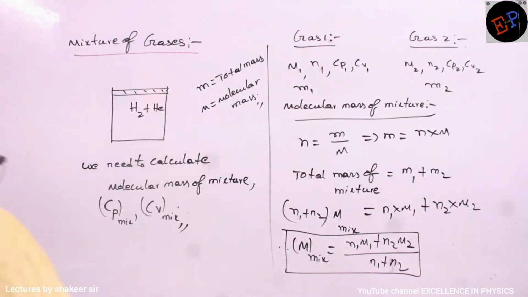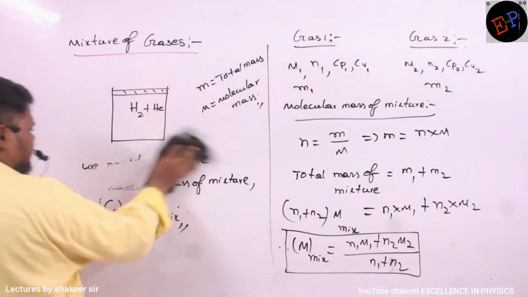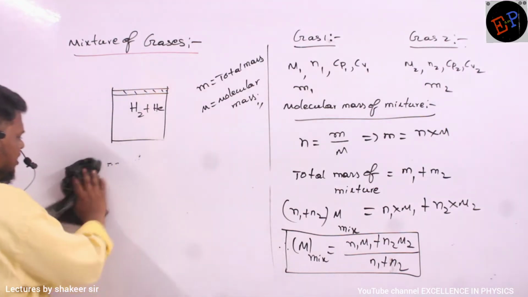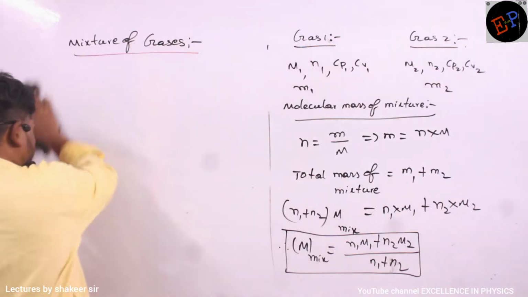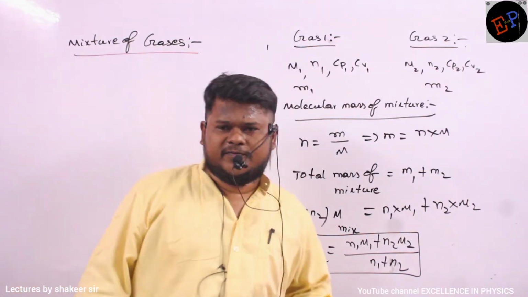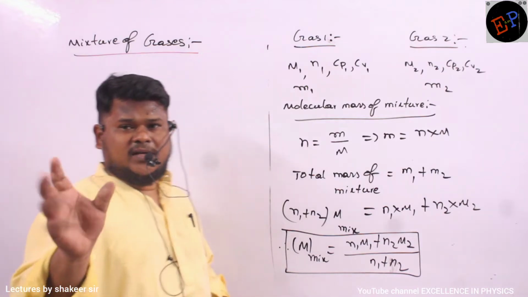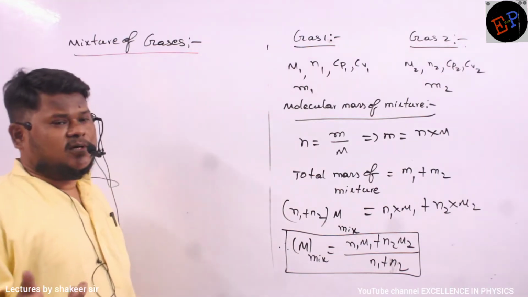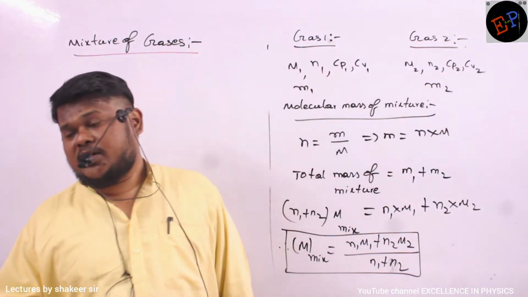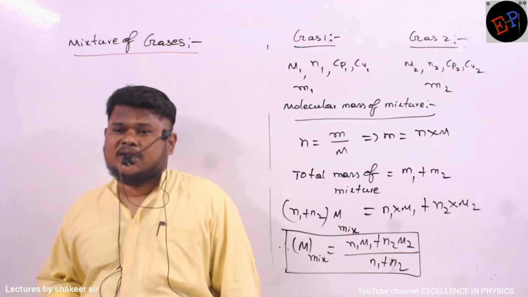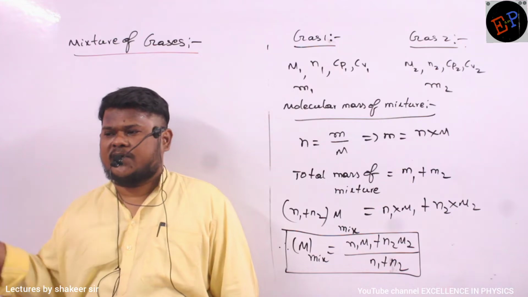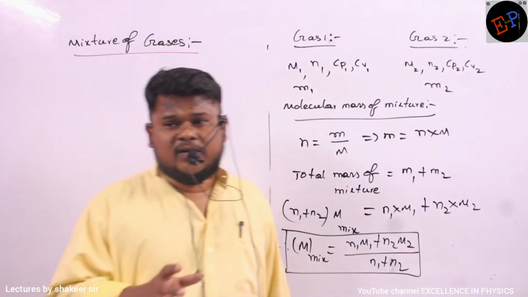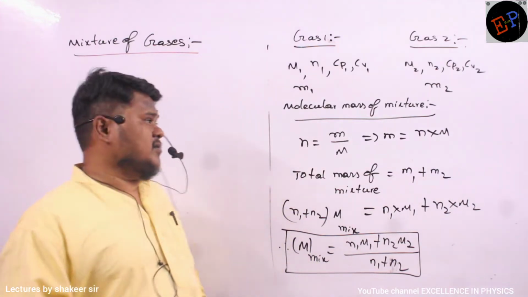Okay, so this is the method of calculating molecular mass of the total mixture. Now I want to calculate the Cp and Cv values of the total mixture. Individually I know that if it is a monoatomic gas, it is 3R by 2; diatomic gas, 5R by 2; if it is a triatomic gas, it is 3R. All these Cp and Cv values we know, but I want to calculate the Cp and Cv values of a mixture of gases.